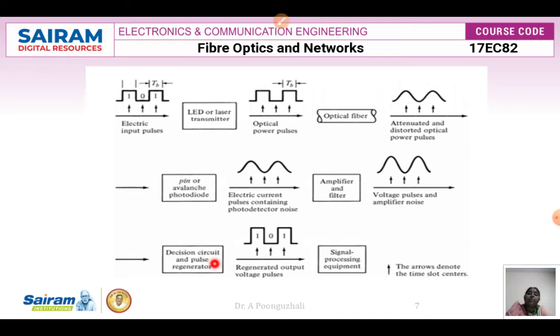So we are going to use a pulse regenerator to regenerate the pulse shapes there. Here in this case, the regenerated output voltage pulses are going to be given to the signal processing equipment. So this is the basic optical receiver operation from your pin or avalanche diode to your signal processing equipment.